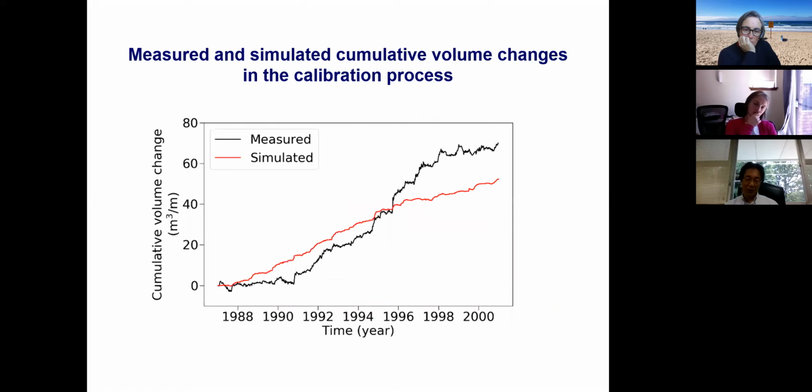However, for the cumulative volume change, the model, expressed by this red line, simulated the measured values to some extent. The model could not reproduce this steep increase. However, to some extent the model reproduced the slow increase toward the end of the calibration period.